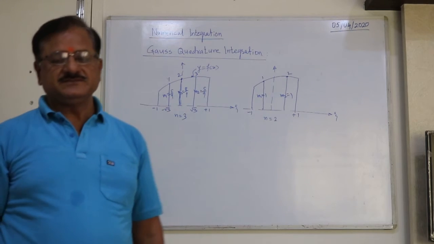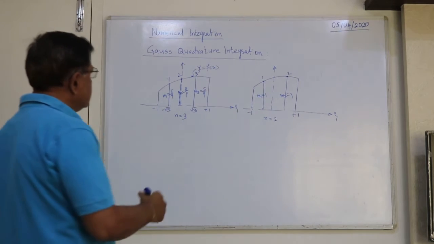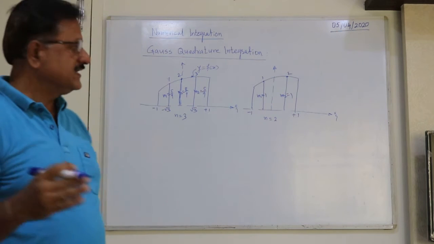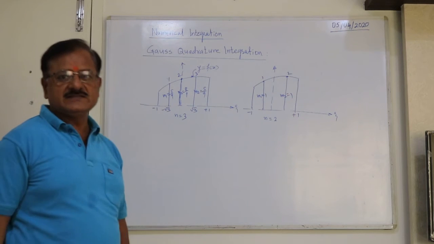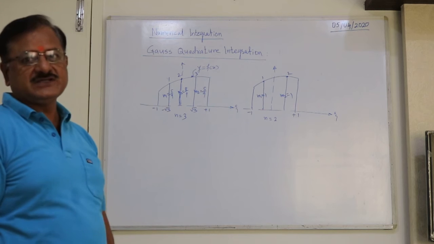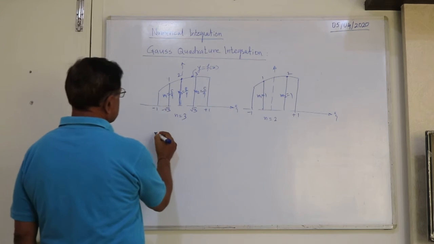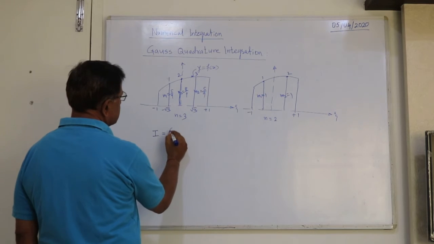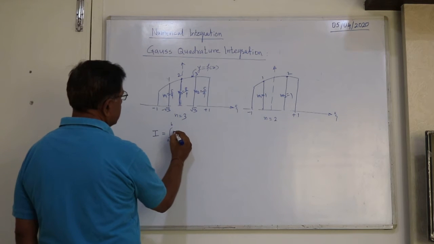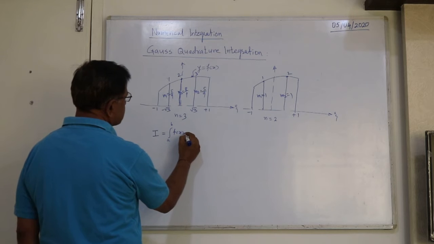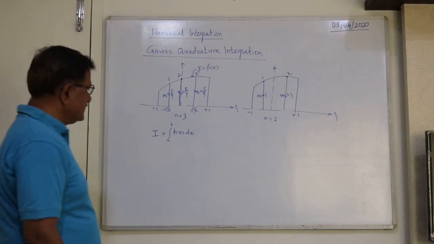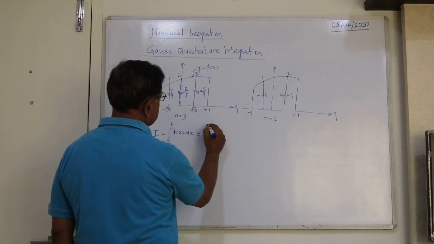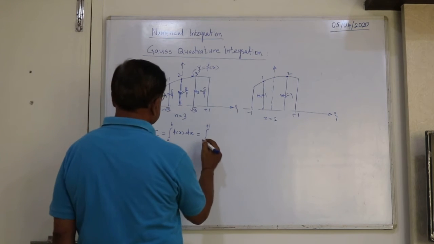So what Gauss did is that he considered different locations and assigned corresponding weights to find the integration numerically. Then how is the integration calculated by using this method? I equal to integration from a to b of f of x dx. So this is to be converted into this integration from -1 to +1 in the natural coordinate system.